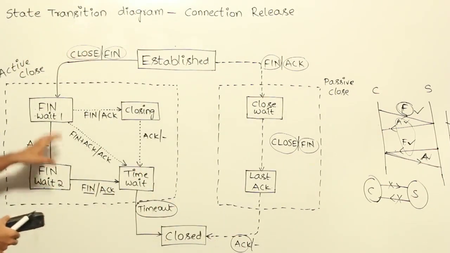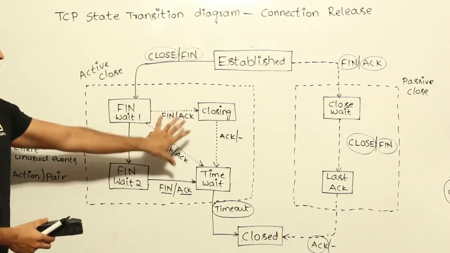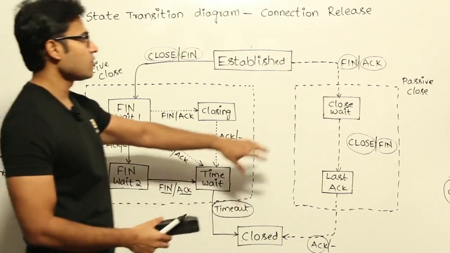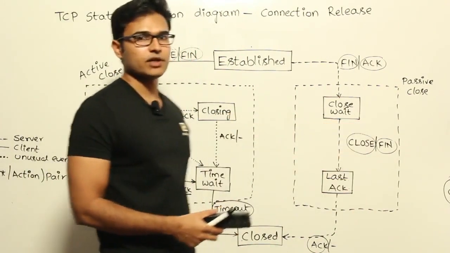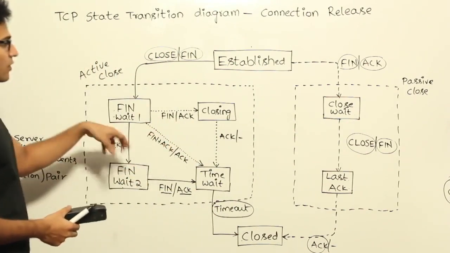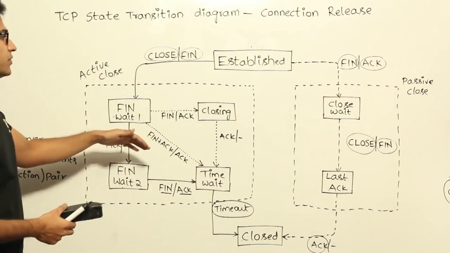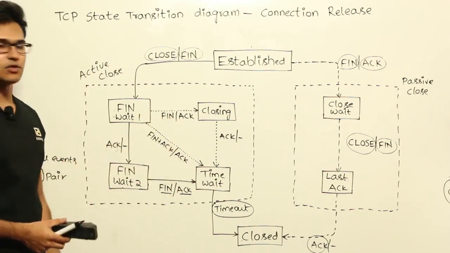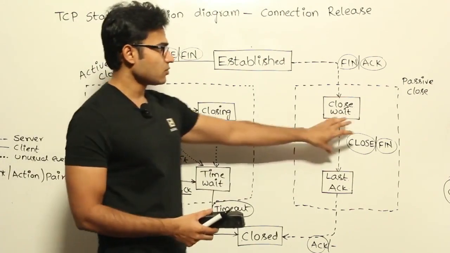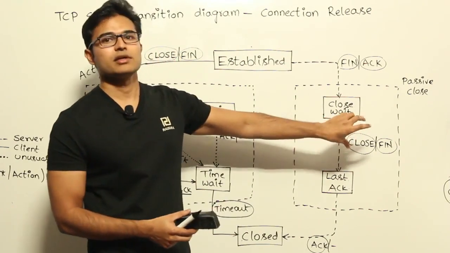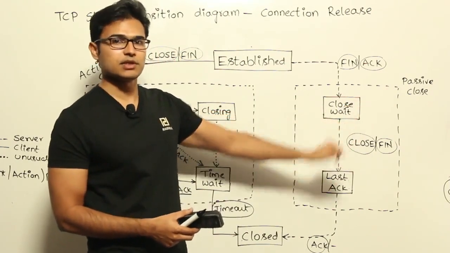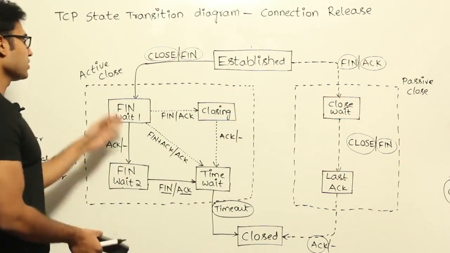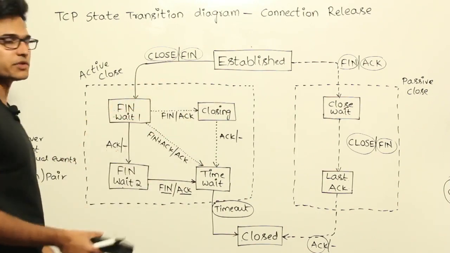So this entire thing is called active closing, and this entire block is called passive closing, right? Active closing means the closing is initiated from the client side. Passive closing means it is reacting to what the client has done, isn't it? So this is called active closing, and that is called passive closing.